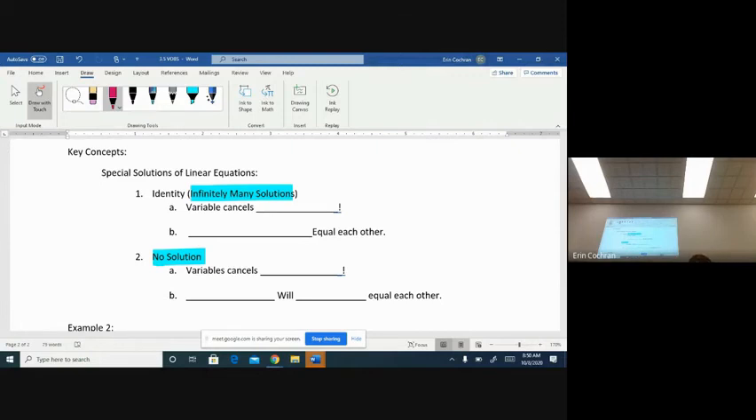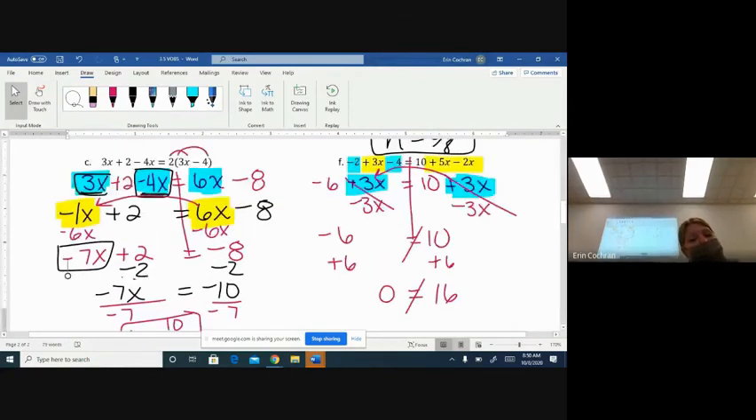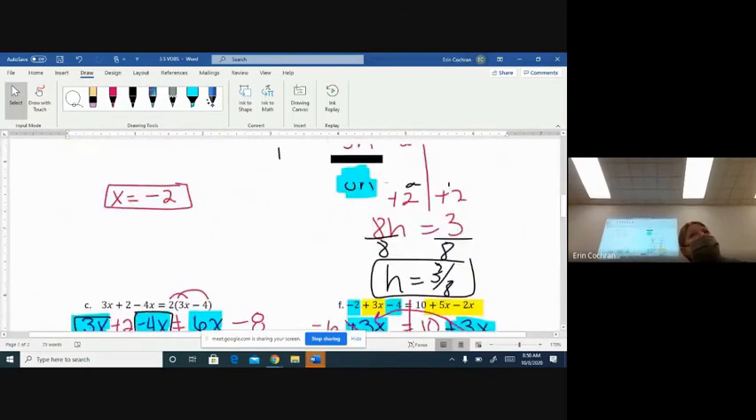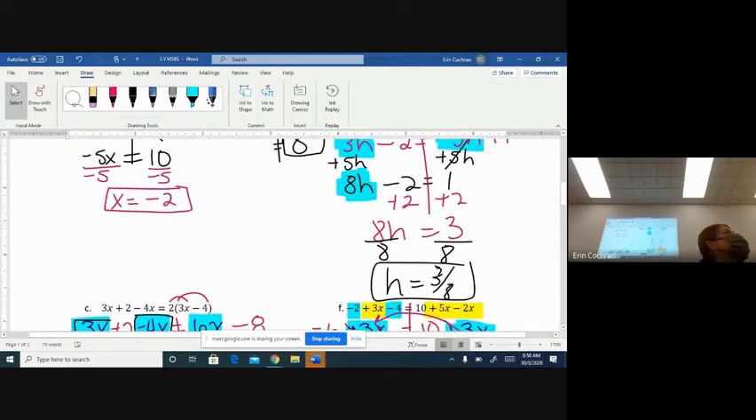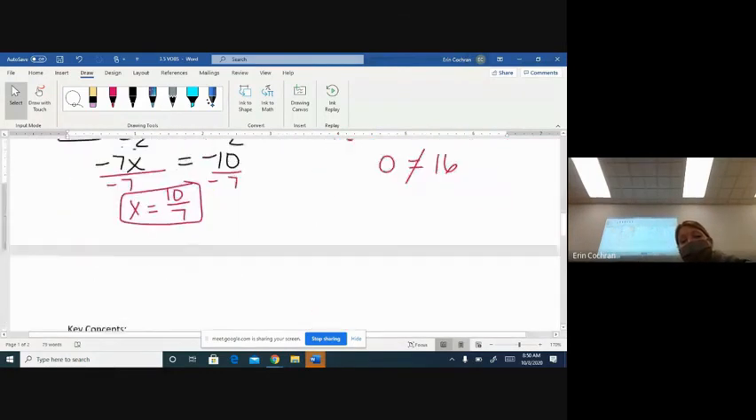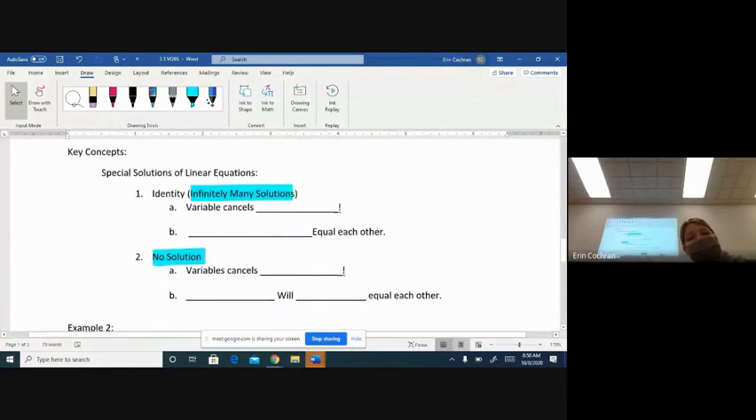And then no solution means that no matter what value you plug in for x, the left side will never, ever equal the right. Now, one solution is what we were doing in all except that last problem. Every other one had one solution because we only found one value that would make the left side equal the right side.